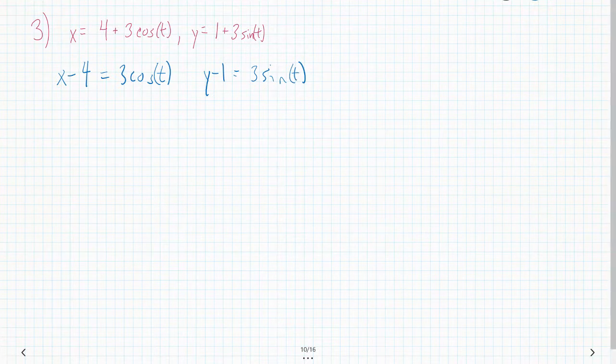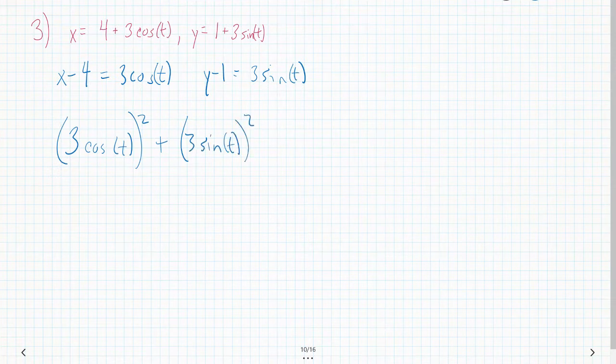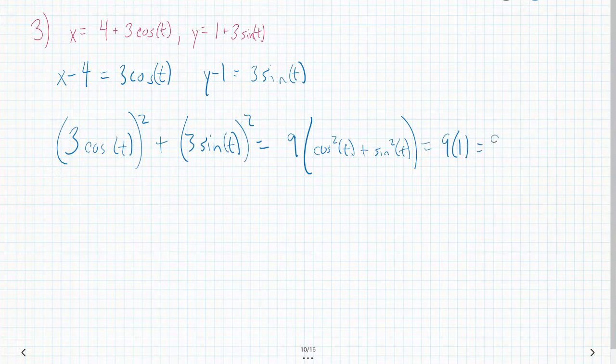And so what happens? Well, we can start to do the square of the cosine, square of the sine. So if you go 3 cosine t, the quantity squared, plus 3 sine t, the quantity squared. Notice that equals, you can factor out a 9 because you have 3 squared in both places. So you get 9, and then you get cosine squared t plus sine squared t. And so that equals 9 times 1, which equals 9. So what does that mean? Well, that means you can rewrite the first one as x minus 4, the quantity squared, plus our second term was just y minus 1, the quantity squared. And that whole thing equals 9.